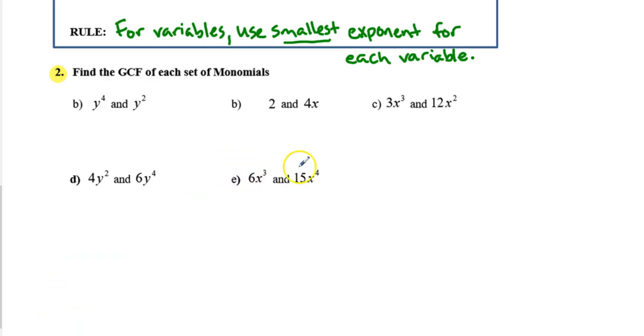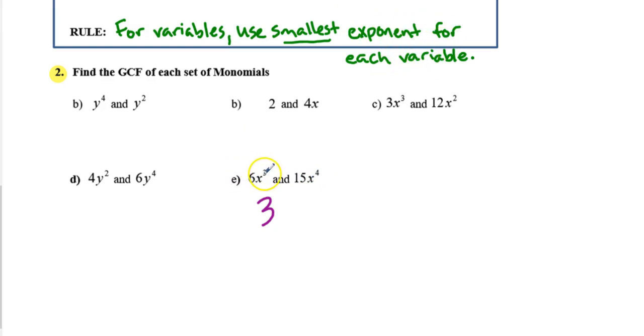So let's do part E together. Okay, so the way I'm going to approach this, I'm going to kind of think out loud here. My thought process is I'm looking at 6 and 15, the coefficients first. Thinking, what's the largest factor of 6 that also goes into 15? So 6 doesn't go into 15, I'll go one less. 3. 3 goes into 15, so I'll say it's got to have a 3. And then for the x's, I'm taking, remember, the smallest exponent for each variable.